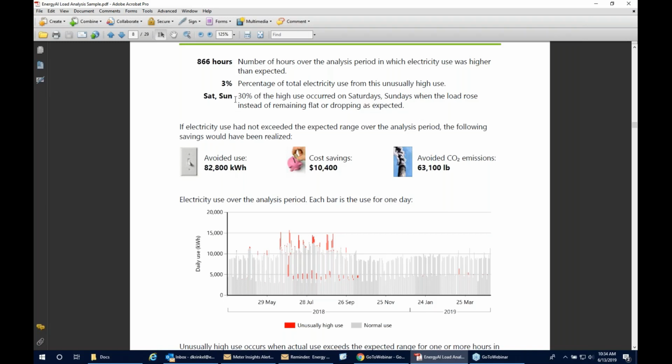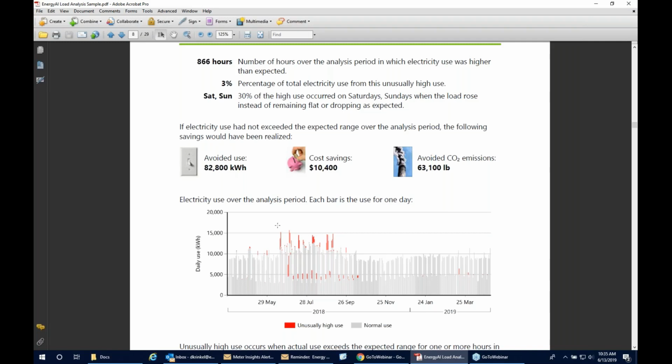So here we're saying, for example, on weekends, we're seeing 30% of the high use occurred when the load rose instead of remaining flat or dropping. So it looks like something got left on. We had 866 hours during the period when usage was higher than expected, and this was 3% of total usage. So this actually is not a bad facility. A lot of times we'll see this number approach 10% or more.